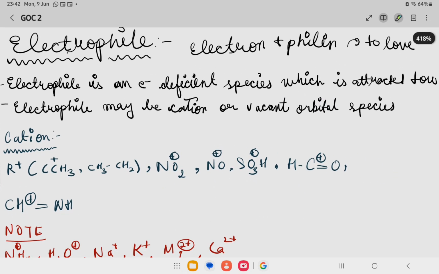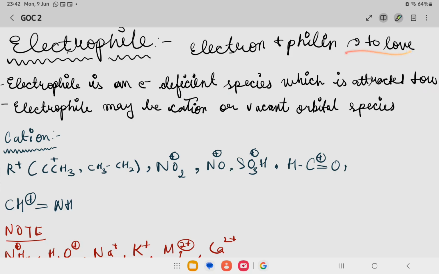Now, what is electrophile? There we saw electrophile and nucleophile. Now we will see what is electrophile. Electron plus phile is electrophile. Phile means to love. Electrophile is the one which loves to take electrons. Electrophile is an electron-deficient species which is attracted towards electrons.